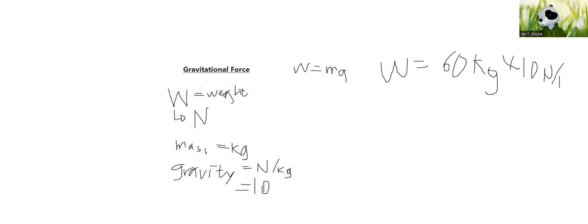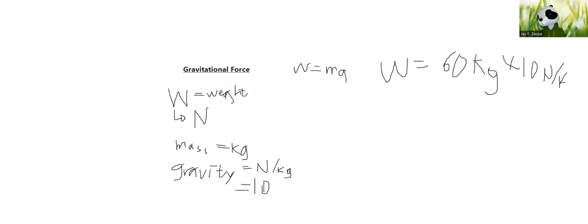So we have here the weight. Like for example, Teacher J has a mass of 60 kilogram. I write here 60 kilogram because this is mass, M, 60 kilogram. What you're going to do is multiply it with the gravity of 10 Newton per kilogram. That means when you say per, it's division.